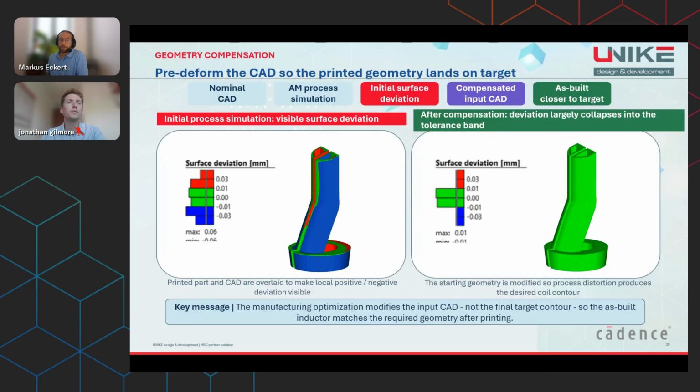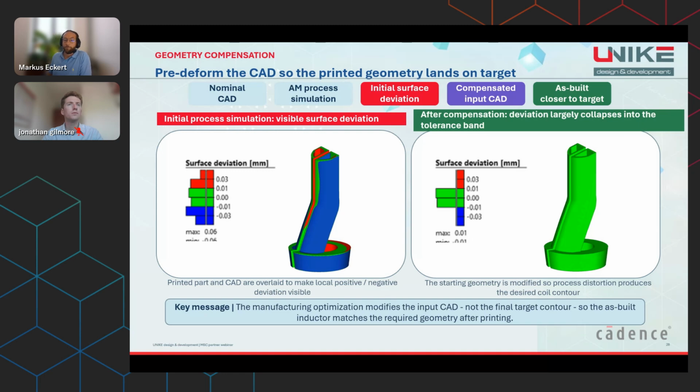This slide shows the actual compensation idea. First, the simulated printed geometry is overlaid with the nominal CAD geometry. In the initial view on the left, the local positive and negative surface deviations become clearly visible. The next step is not to change the target, but to change the input geometry. The CAD is predeformed in such a way that the predicted printing distortion moves the final as-built geometry closer to the desired target contour.